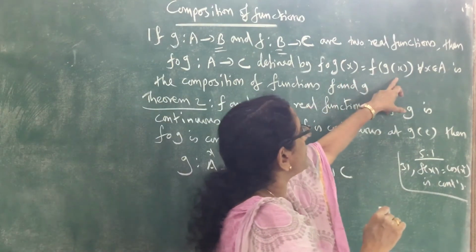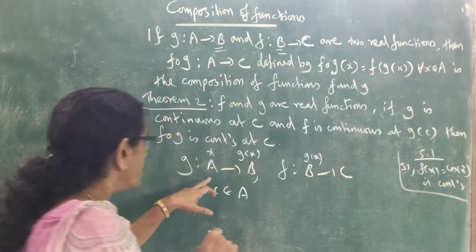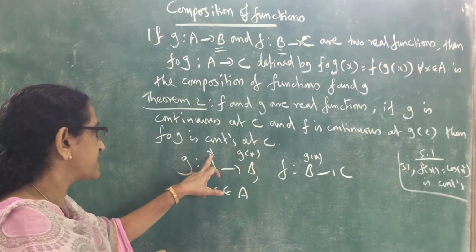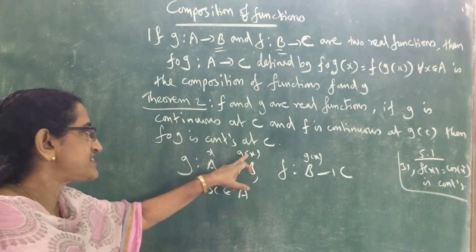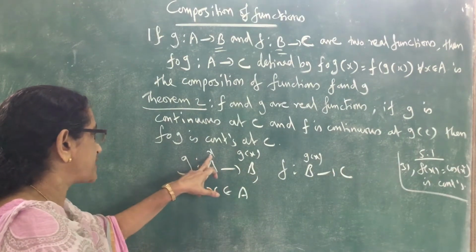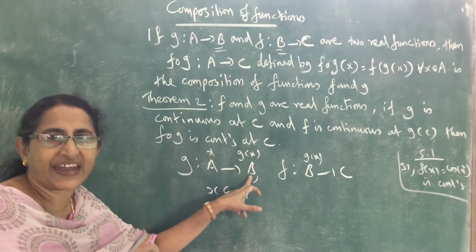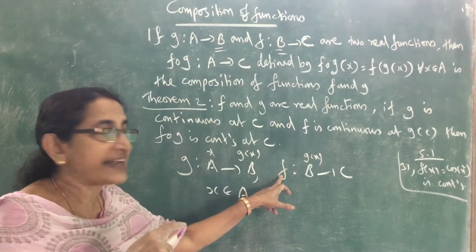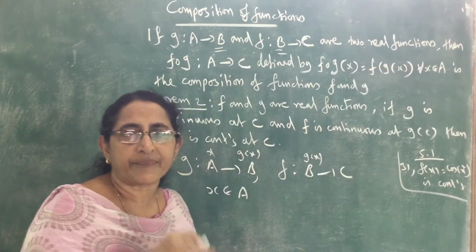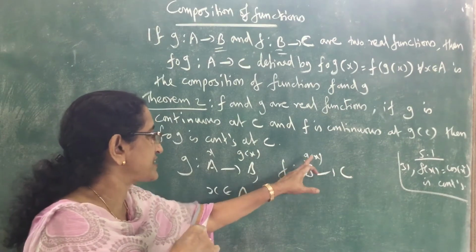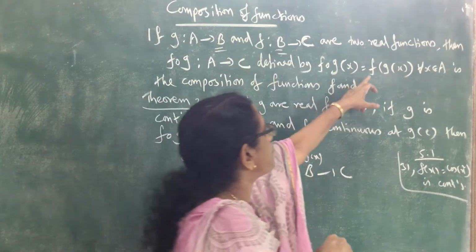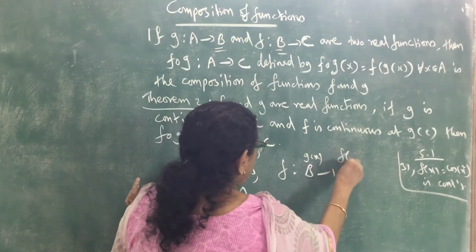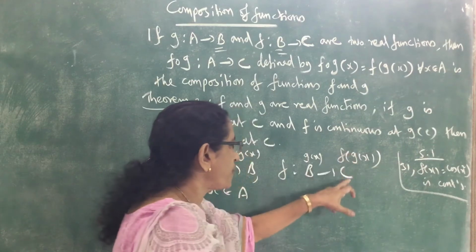So f of g of x, see we know for x belongs to A, for x element of set A, g maps element x to an element of B, that is g of x, image of x. So g of x is an element of B. So in B there is an element g of x, and f carries that element g of x to set C. That element is the image of g of x, that is f of g of x. So f of g of x is an element of set C.